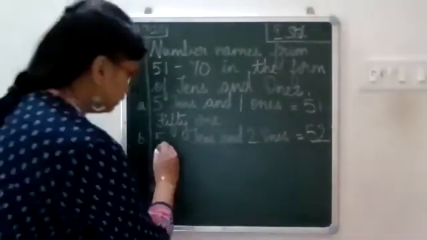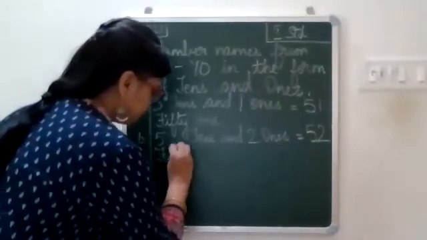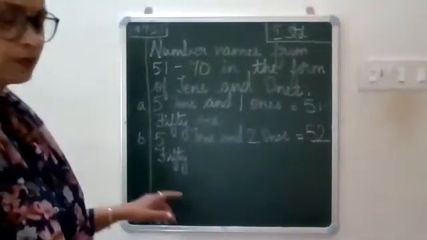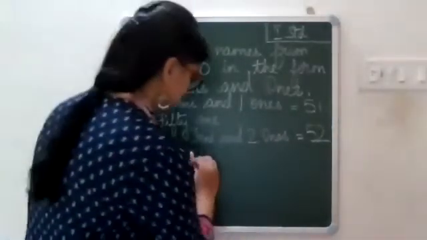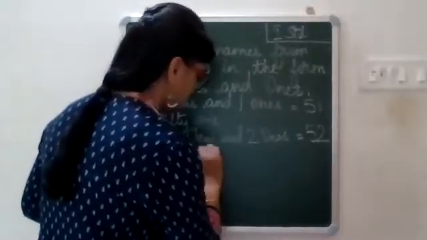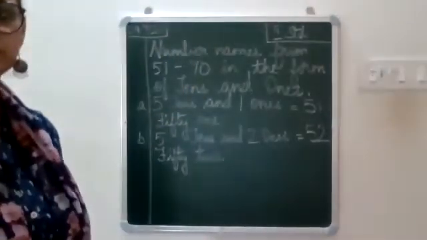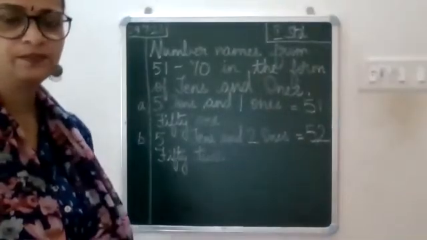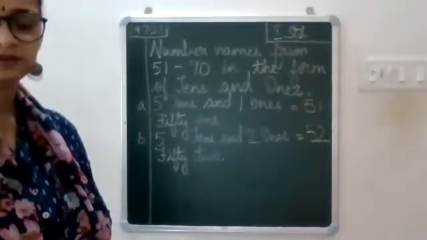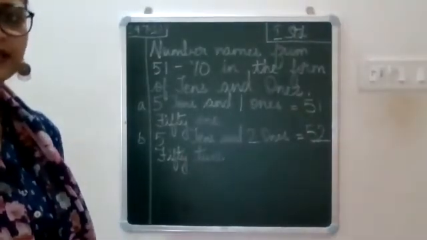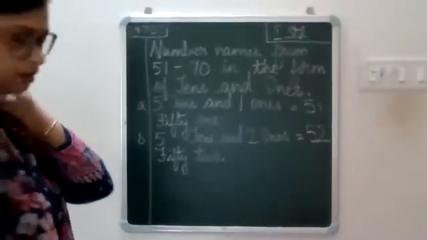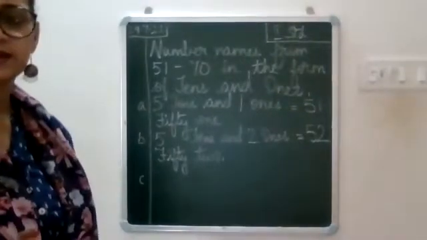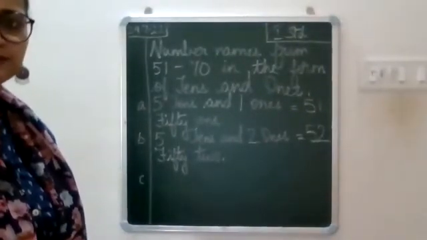Then leave a line, write down capital FIFTY, 50. Leave a finger space, write down TWO, 2, 52, and then put a full stop. Okay? Now again, leave a line, write C in the margin.